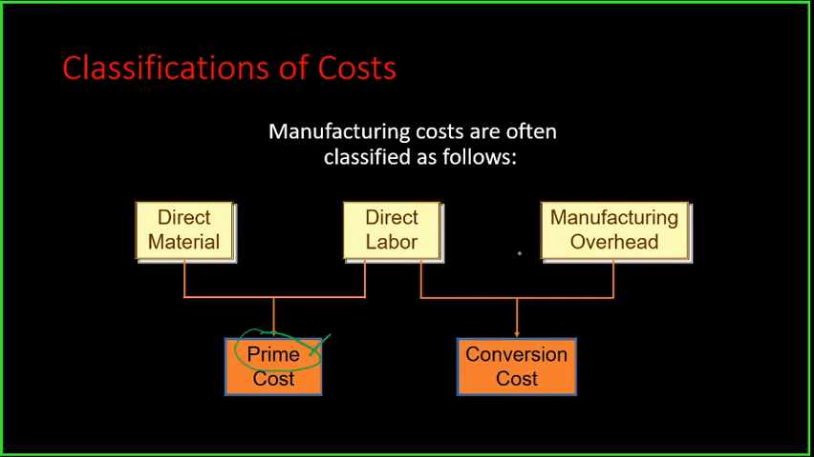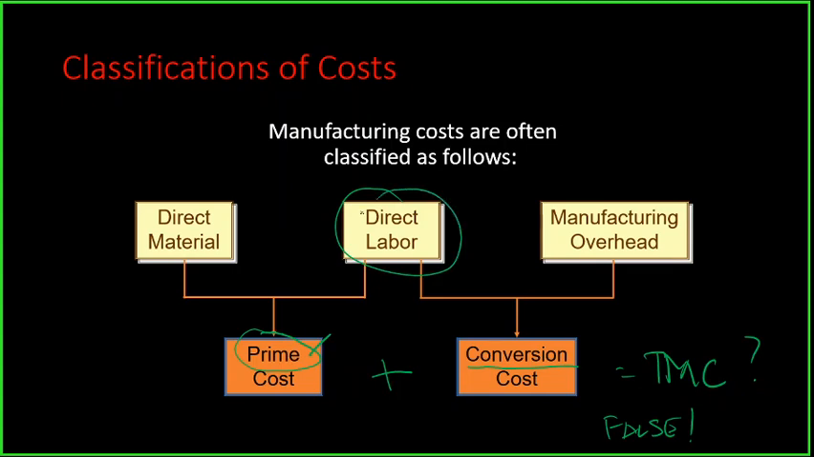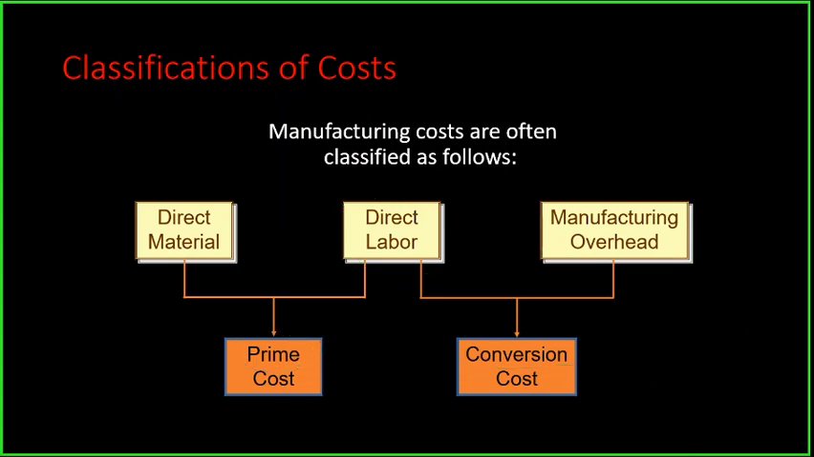Your direct labor and manufacturing overhead are incurred to convert your direct materials into finished goods. That's why they are called conversion costs. True or false? Prime cost plus conversion cost equals your total manufacturing cost. This one is false. Why? Because direct labor is a common element for prime cost and conversion costs.